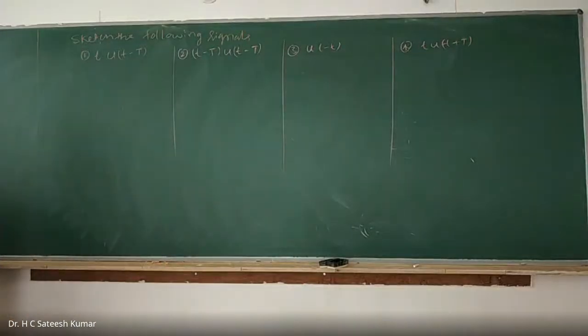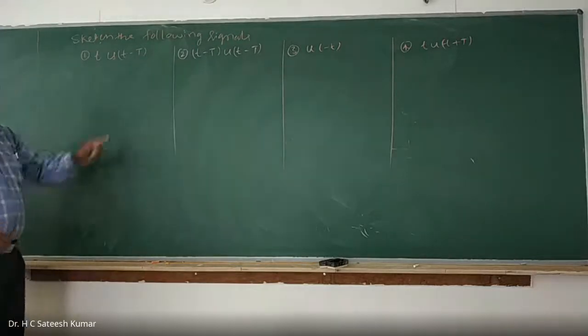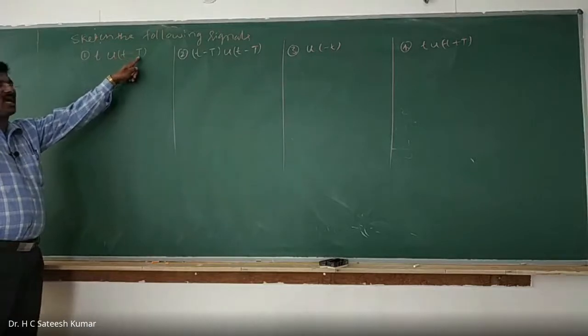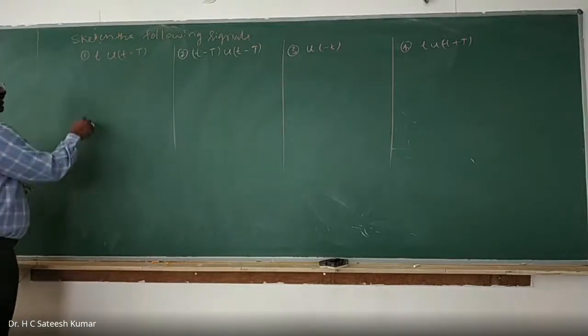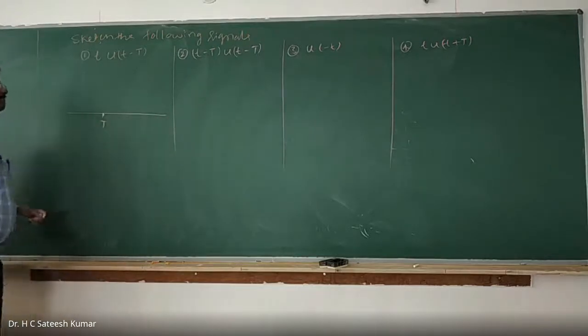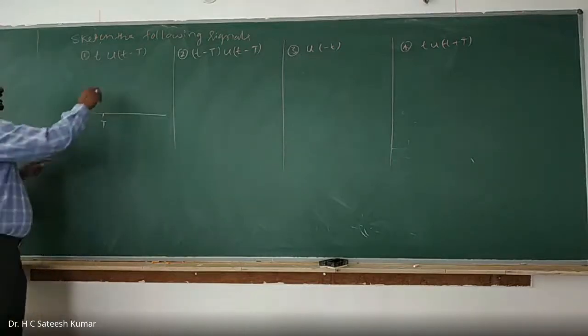Okay. Let me see how to sketch this one. If you understand the concept, it's very easy to do. Otherwise, it looks very complicated. So what do you mean by u of t minus T? It starts from capital T. So your waveform will be starting from where? Capital T.